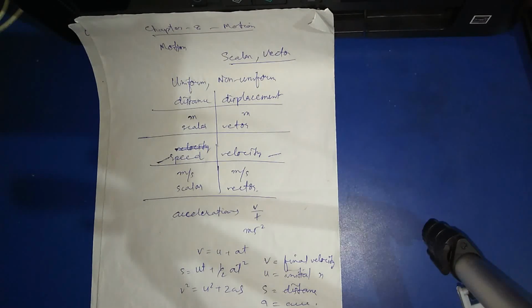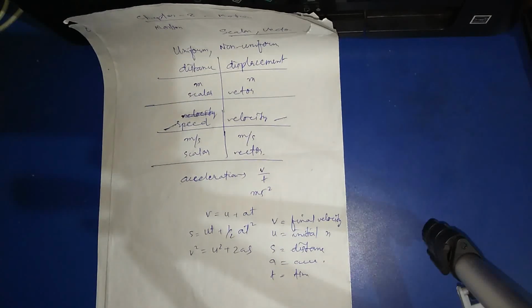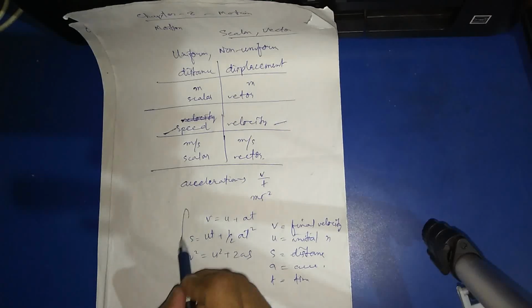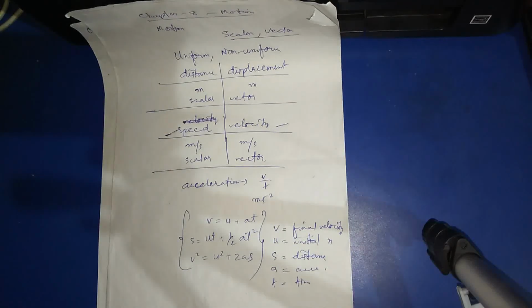So V is the final velocity attained by the body, U is the initial velocity, that is, in the beginning what was the velocity of the body, S is the distance, A is acceleration, and T is time. So these are the 3 formulas of motion that we will be using in the numerical problems in this particular chapter. We have to memorize these 3 formulas as of now.